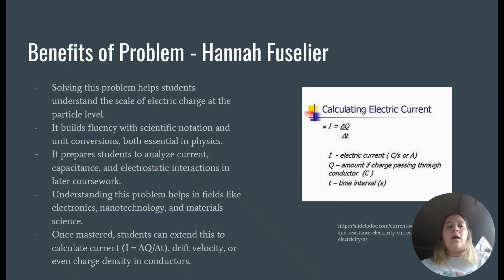Benefits of the problem. Solving this problem helps students understand the scale of electric charge at the particle level. It builds fluency with scientific notation and unit conversions, both essential in physics. It prepares students to analyze current, capacitance, and electrostatic interactions in later coursework. Understanding this problem helps in fields like electronics, nanotechnology, and material science. Once mastered, students can extend this to calculate current, drift velocity, or even charge density in conductors.